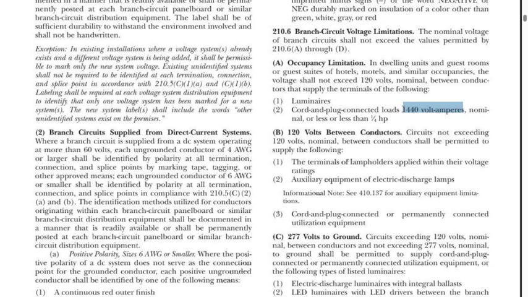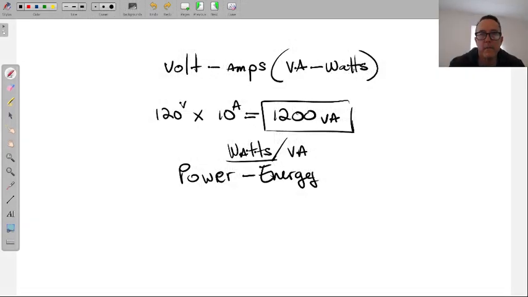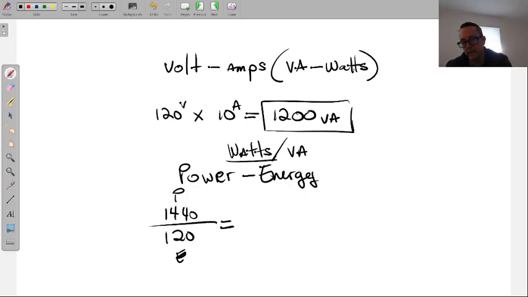Now, if we wanted to know, well, what does that mean? How do I determine what I can plug into this outlet? Well, you would take 1440 and do Ohm's law. And I'll run this real quick just to have a number here through my calculator. 1440 divided by 120. This is about 12 amps.